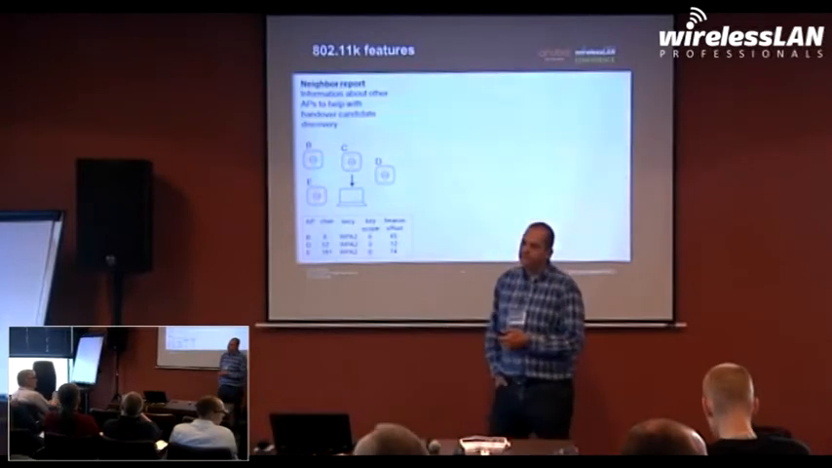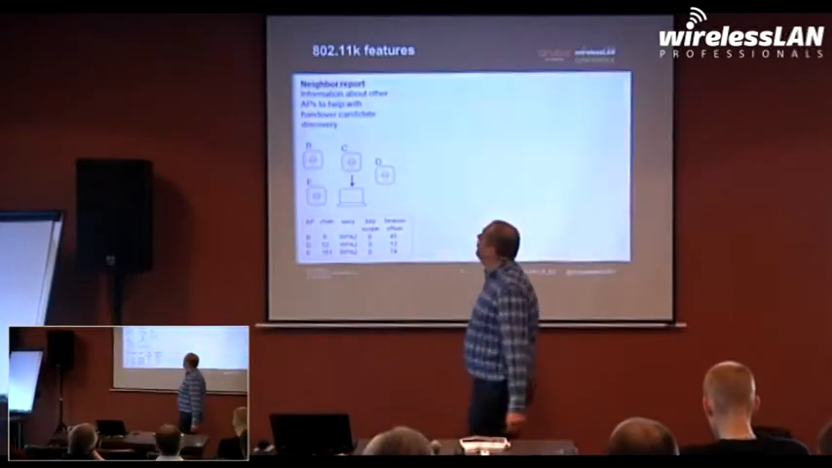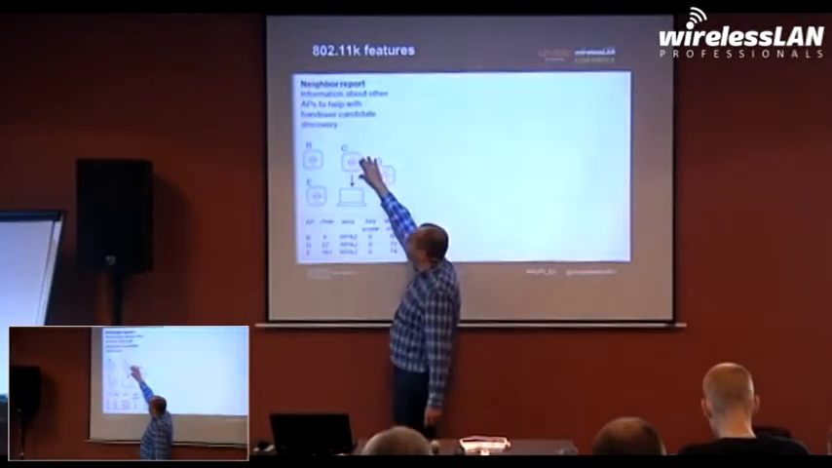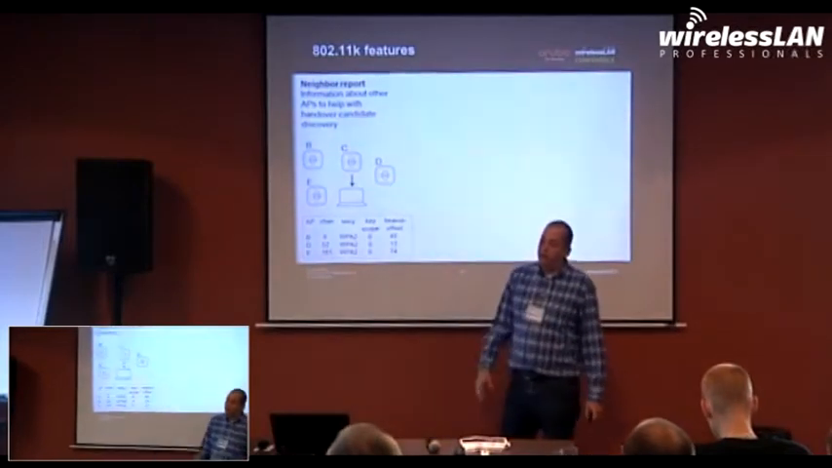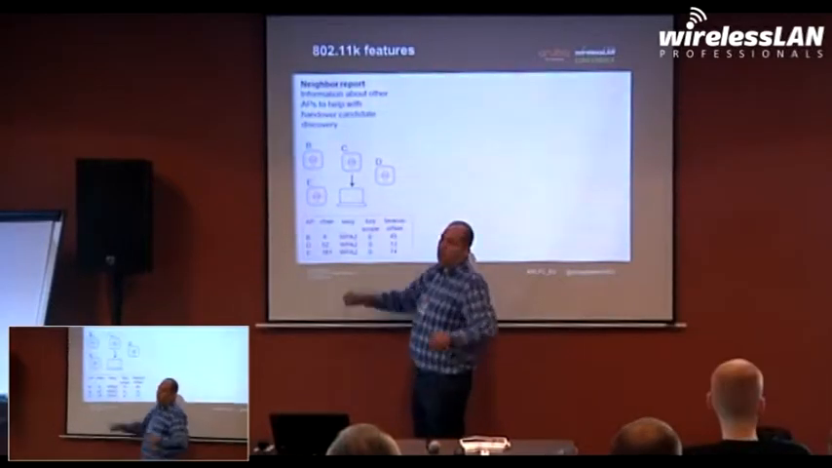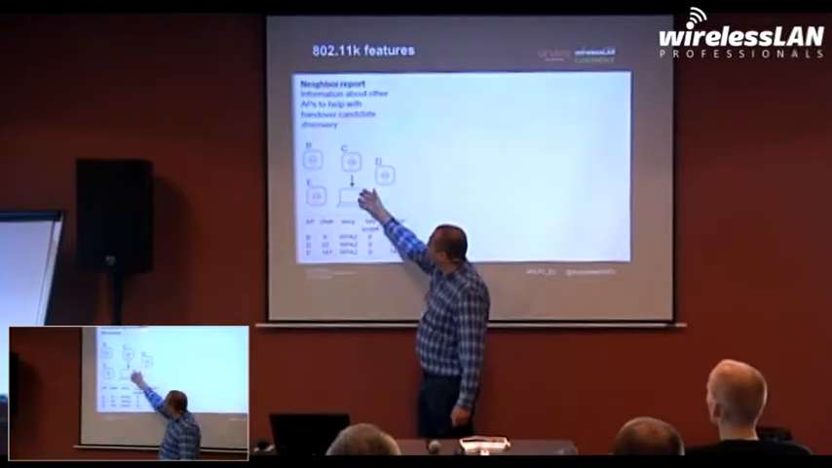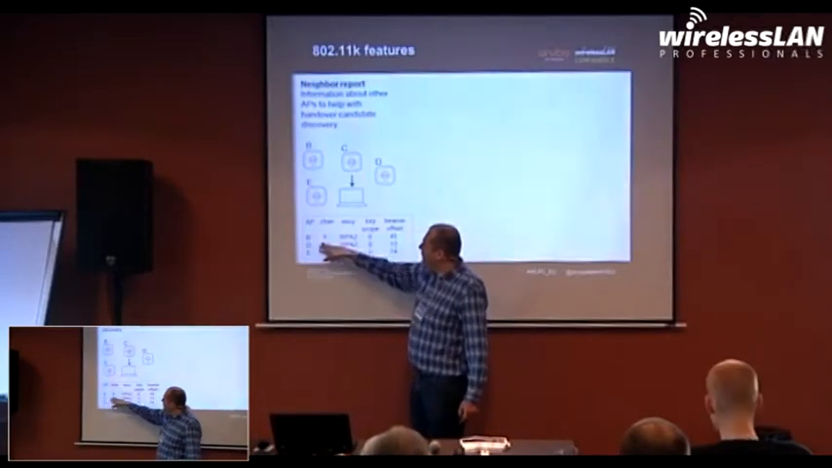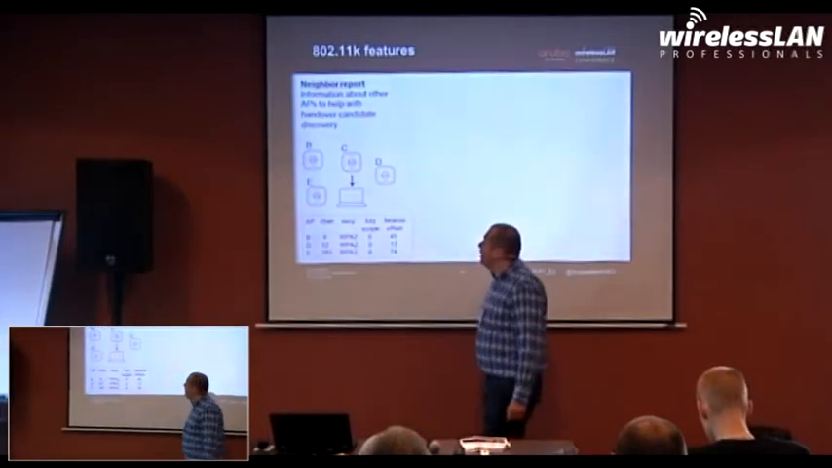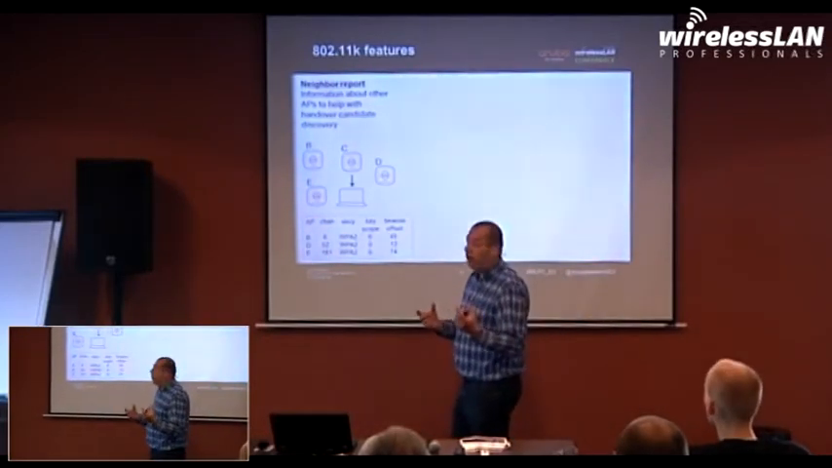That's correct. So part of 11K, one of the features is that there is a neighbor report. So the access point can tell the clients, both in a broadcast way or in a solicited way. Clients can request such a report, or the network can just broadcast it. Access point C can explain to the clients: access point B is on channel 6, access point D is on channel 52, access point E is on channel 161. So the client already knows from the network which alternative APs are available.